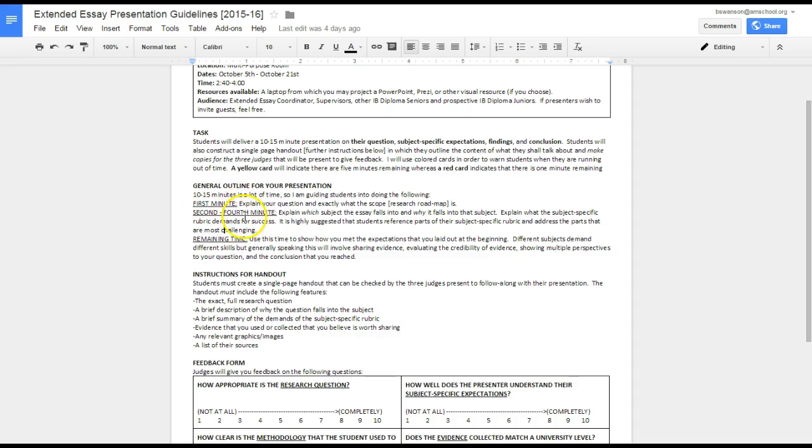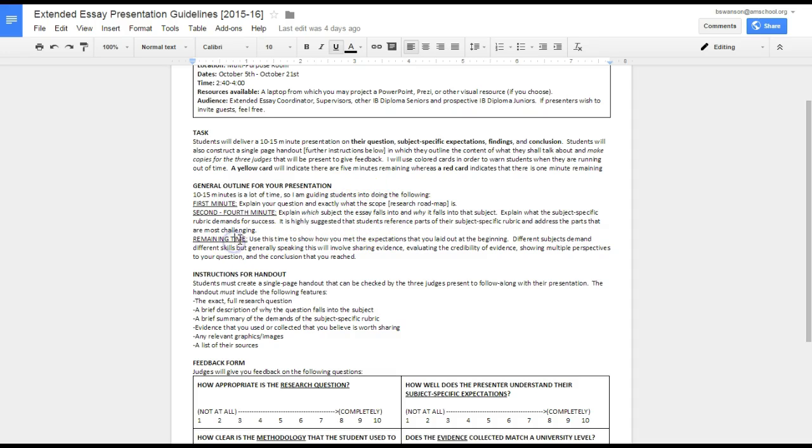So that could conceivably take 5 minutes, a third of the time, just explaining what your question is, why it is in the subject that you're researching, and what strengths and weaknesses you have with that subject. This is very important because the judges might not be able to give you good feedback if the student presenter cannot thoroughly explain these things.